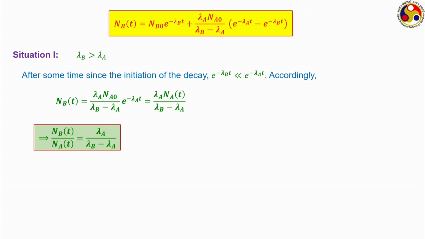This is definitely a constant, because please remember lambda a and lambda b are both unique to the elements A and B respectively, and both of them are constants for the corresponding isotopes. Therefore, this particular ratio, lambda a divided by lambda b minus lambda a, has to be a constant, whose value can be evaluated if we know the magnitudes of both lambda a and lambda b.